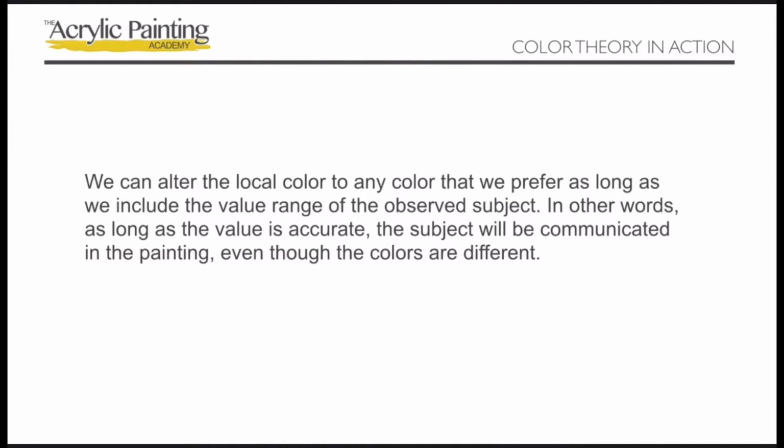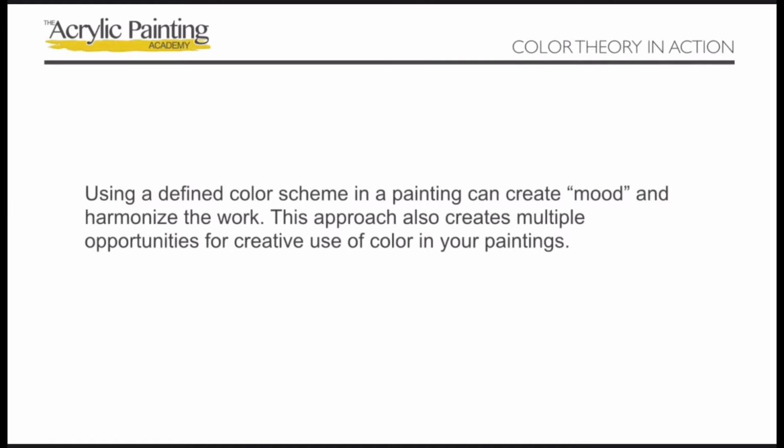We can alter the local color to any color that we prefer as long as we include the value range of the observed subject. In other words, as long as the value is accurate, the subject will be communicated in the painting, even though the colors are different. Using a defined color scheme in a painting can create mood and harmonize the work. This approach also creates multiple opportunities for creative use of color in your paintings.